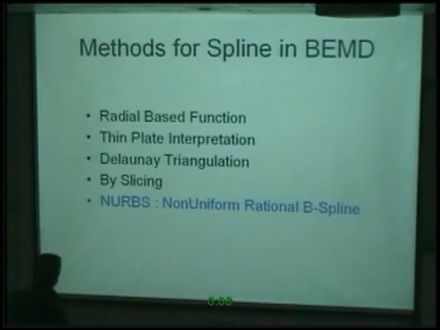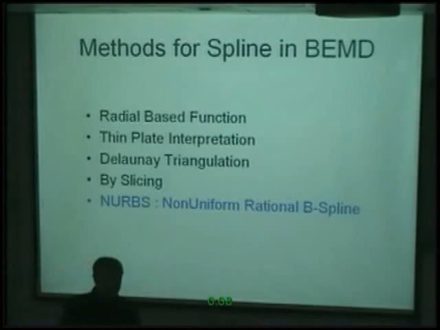Then by slicing, I cut the picture into thin slices, and I do each slice, and then I cut in the other direction. So there are many different ways you can do that, and you can also do NURBS, which is non-uniform rational B-spline. This last method is a very popular method used in machine design.